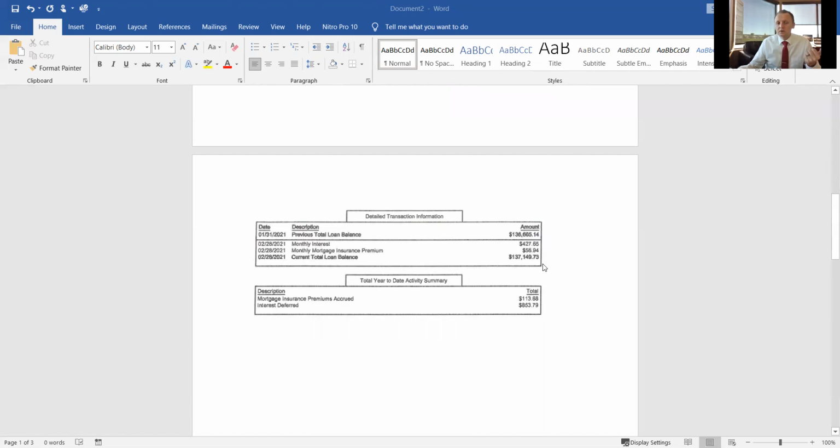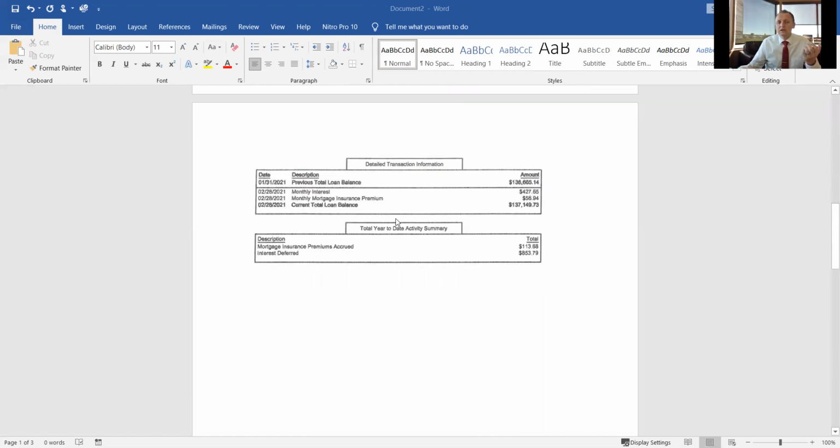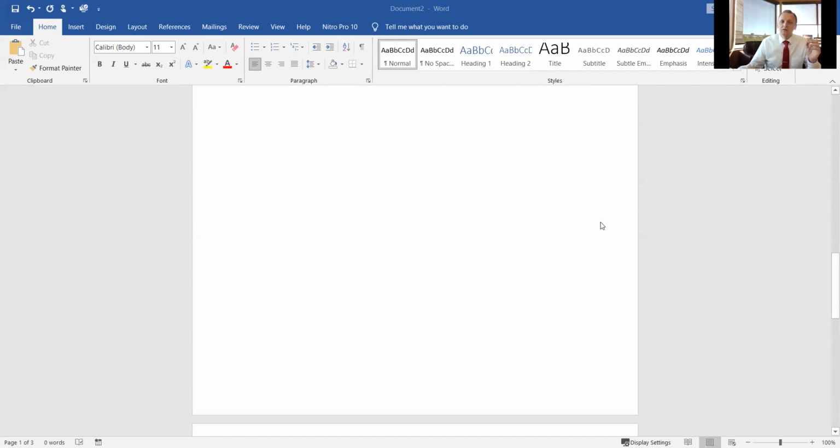Going to your second page, what you're going to see here on page number 2 is a breakdown of your actual charges from month to month. This is showing your monthly interest charge. For this client, it was $427. And the mortgage insurance charge that goes to FHA, that was $56. So again, really simple. This is illustrating how much your mortgage is growing from month to month.